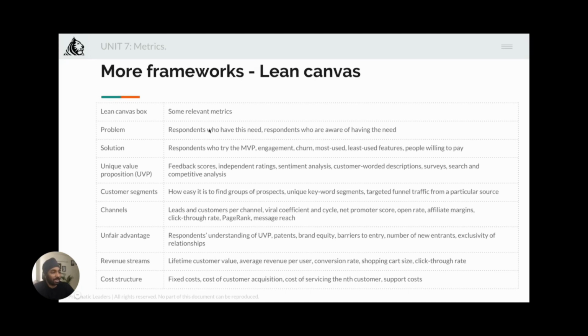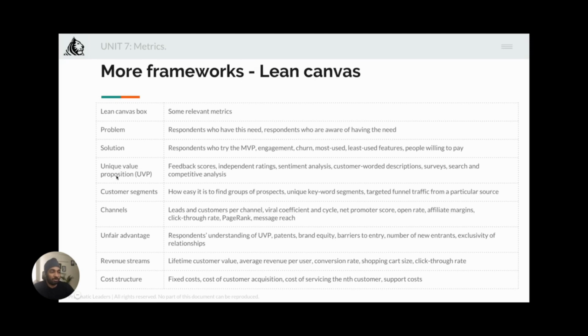So, if you can create a ratio between these two by a user survey, you can actually identify whether the problem is large enough or as large as you're imagining it to be or not. Right? So the metrics to determine the pass or fail of the solution are respondents who try the MVP, engagement, churn, most used, least used features, people willing to pay, and so on and so forth to figure out whether the solution is actually working or not.